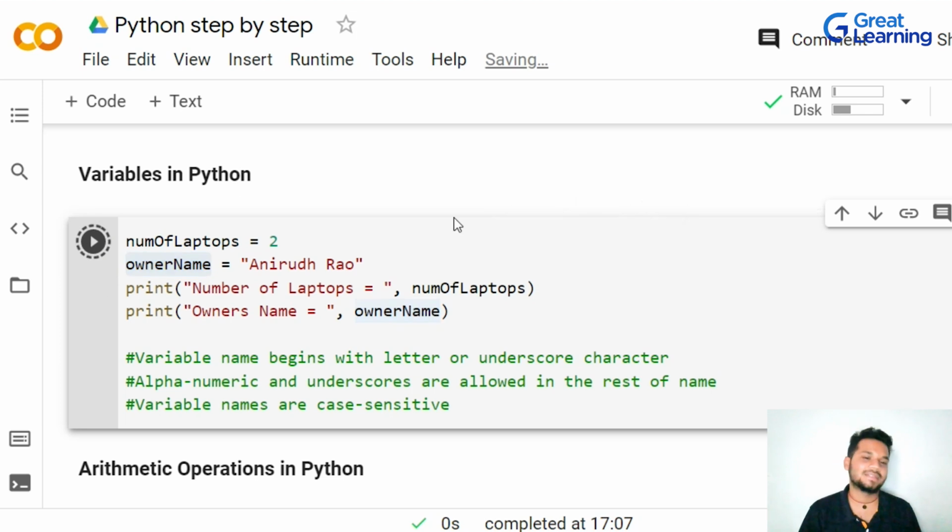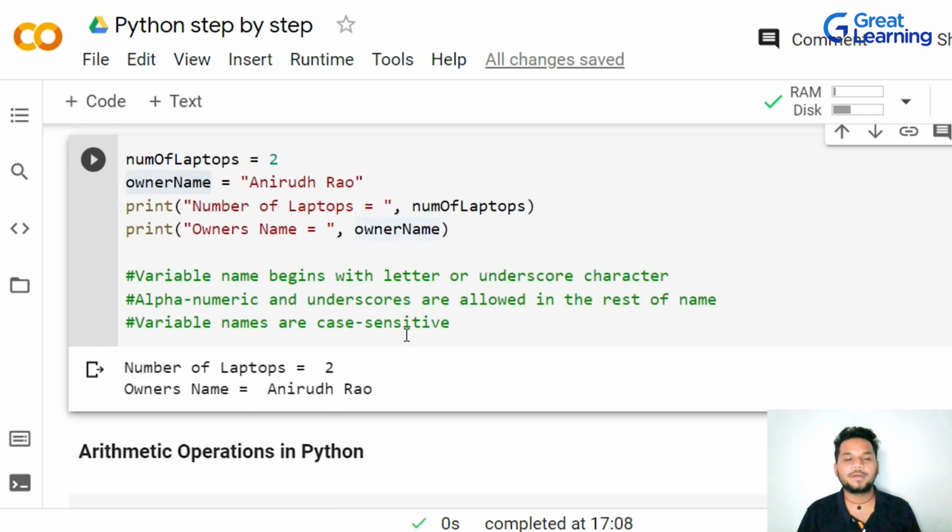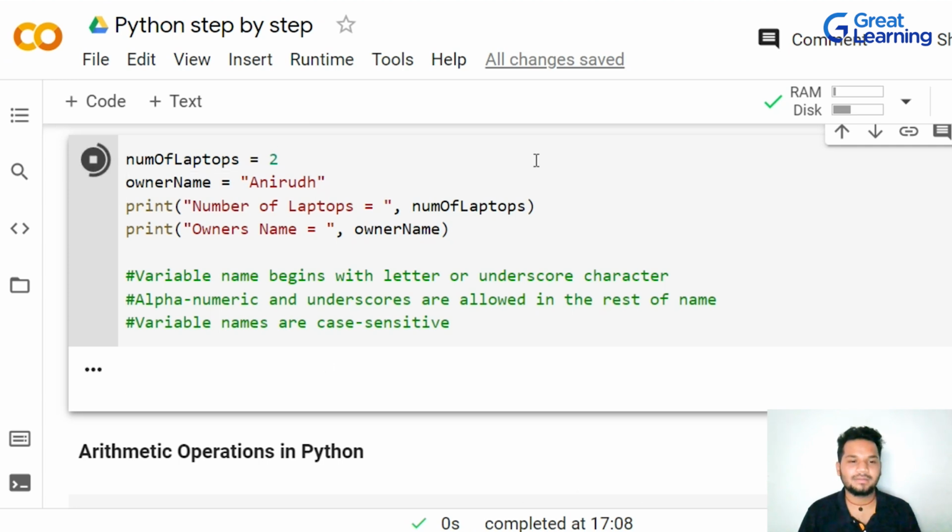First, let me run this. As soon as I run this, it should say number of laptops equal to 2, owner's name equal to Anirudh Rao. Perfect. I can change this to anything. If I don't want Anirudh Rao, if I just want Anirudh, simple. Let me change that and let me hit play again. Anirudh. Perfect, right?